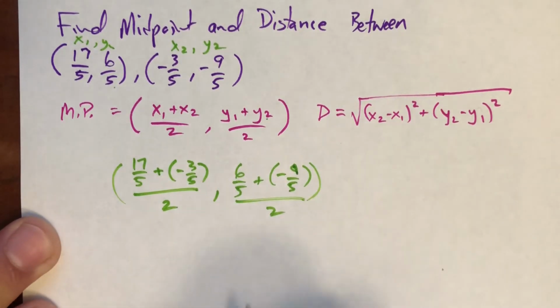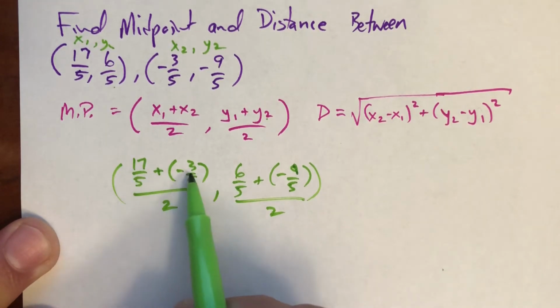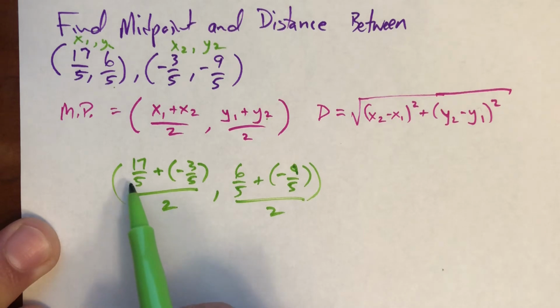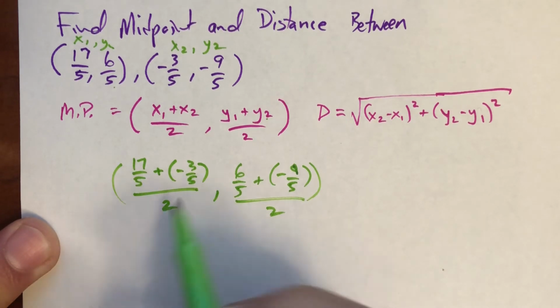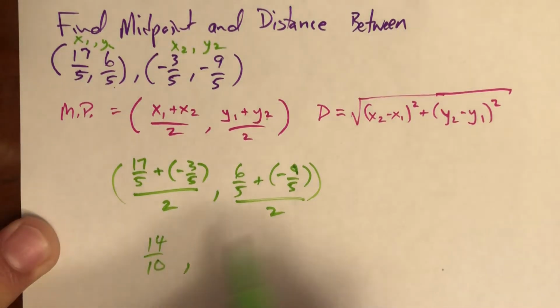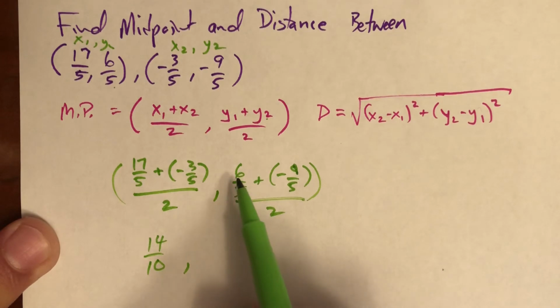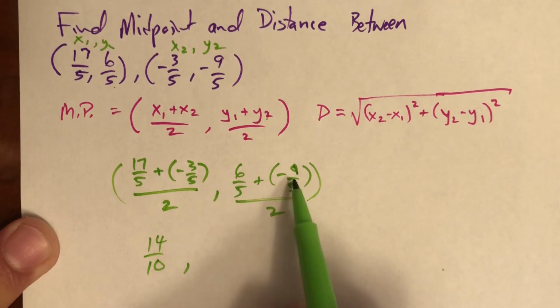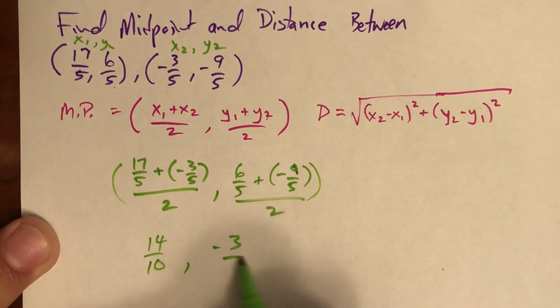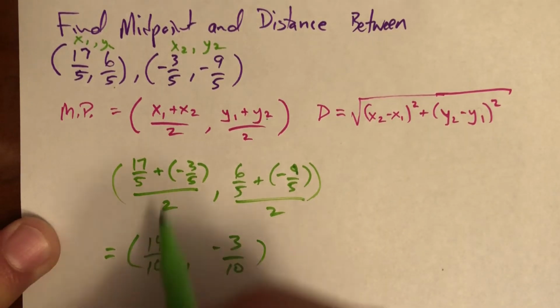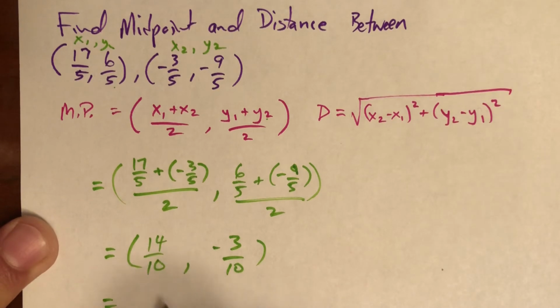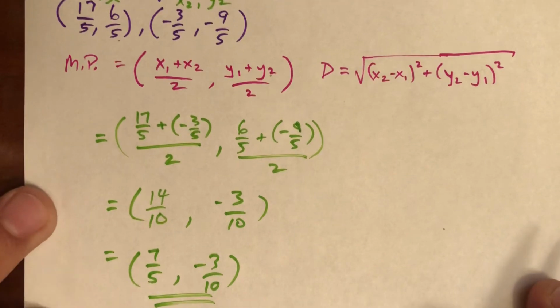And we just need to simplify this. We've got the same denominator up top, so we're good. 17 minus 3 is 14. 14 over 5 over 2 is going to be 14 over 10. And then we've got this one, so 6 plus negative 9, so that's 6 minus 9. We've got minus 3 over 5, so we've got minus 3 over 10. And we'll want to simplify that as well here, so that's 7/5. And that one doesn't simplify, so whoop. There we have our midpoint.